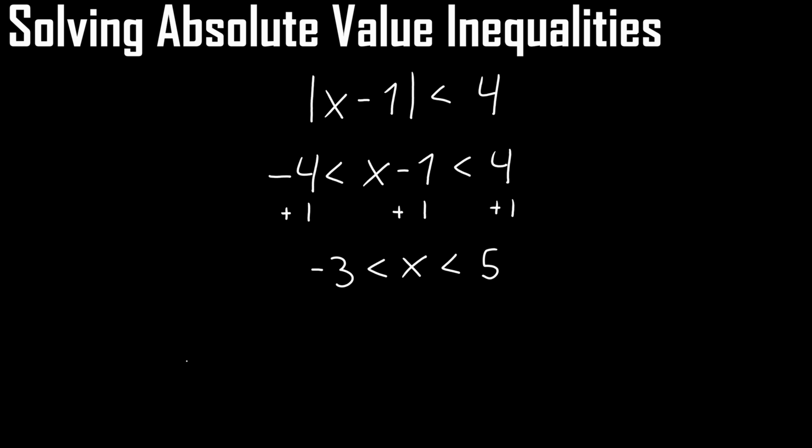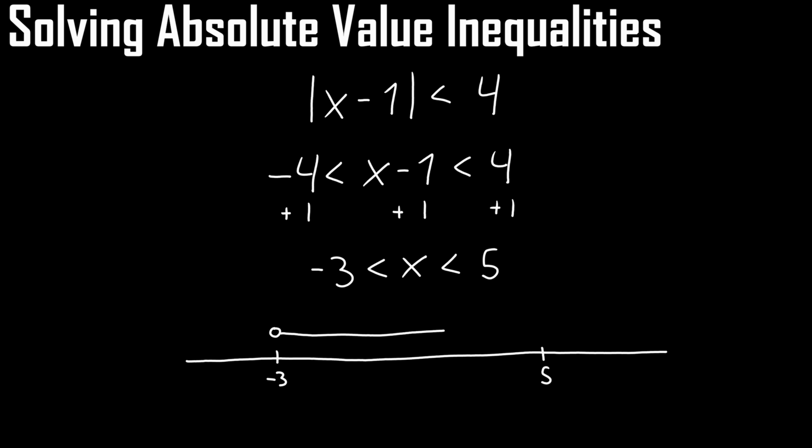On a number line, it would look like negative 3 and 5. And there you go.